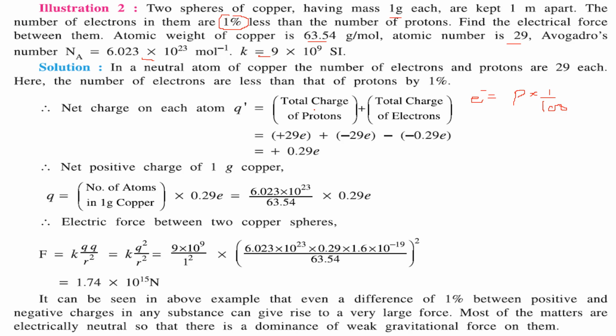So if you have a neutral atom, the number of protons will be equal to the number of electrons.